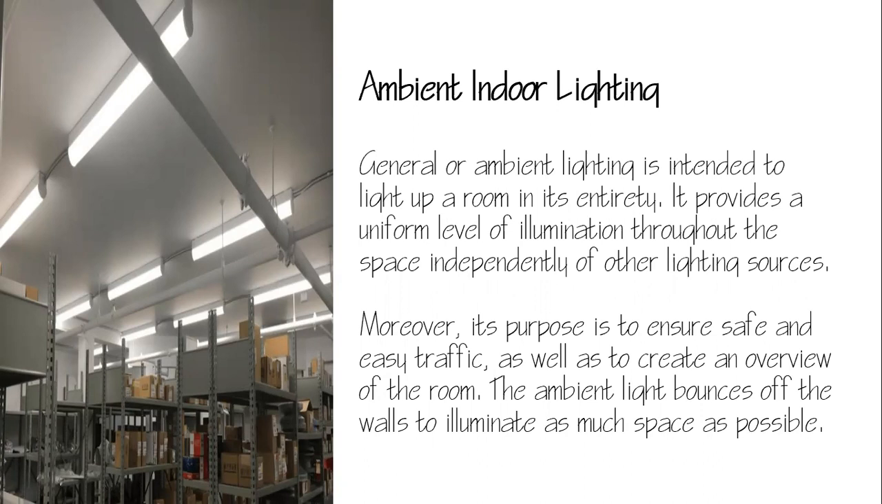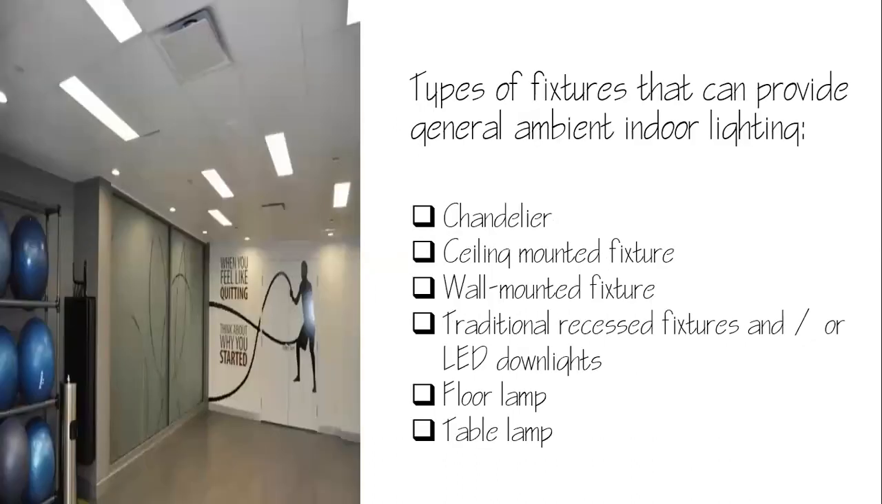You can tell it is general lighting if the coverage is uniform on all levels. So basically, the angle or range of its light is wide. Moreover, its purpose is to ensure safe and easy traffic, as well as to create an overview of the room. The ambient light bounces off the walls to illuminate as much space as possible. So that's what I have said, wide coverage, if that's a general ambient lighting.